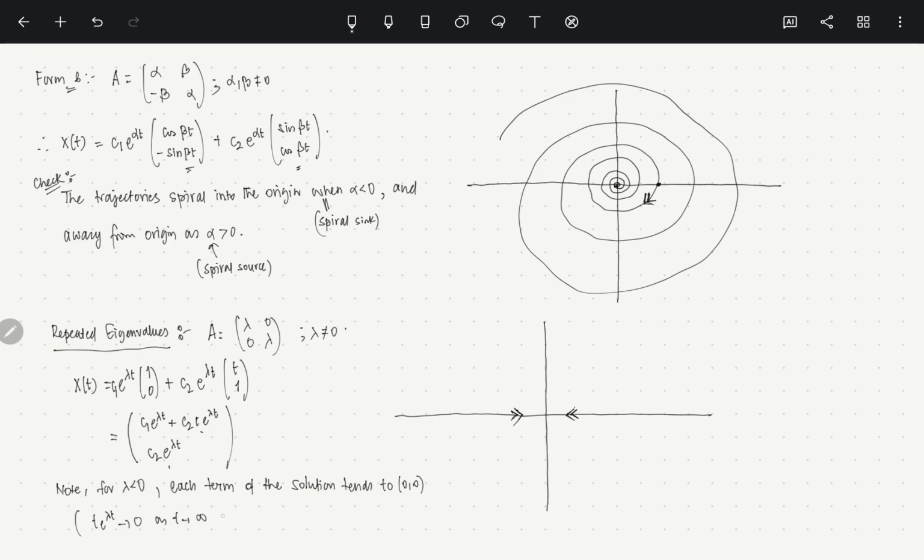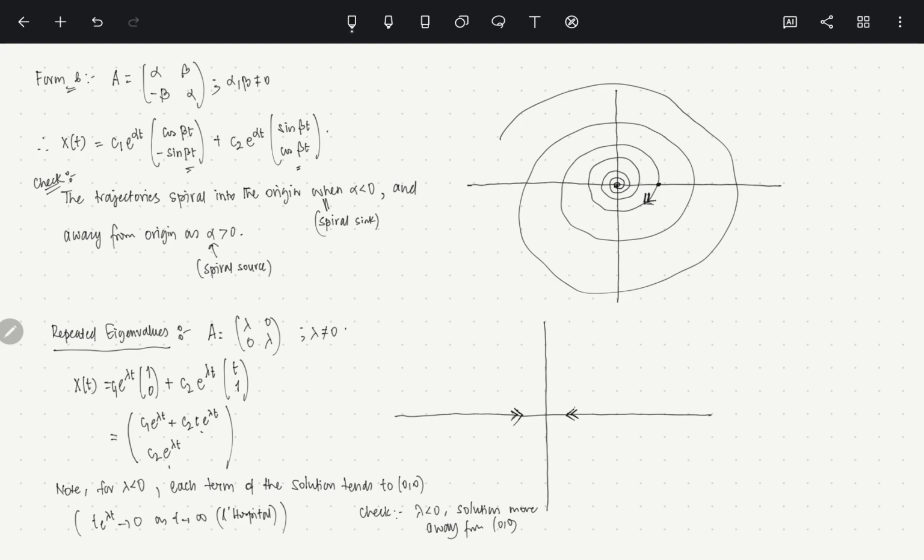How do you prove it? You use L'Hopital. Please use L'Hopital to show this. So essentially we can show that for lambda negative, every solution tends towards (0, 0). Of course if lambda is positive, a similar thing happens, but the solutions move away from (0, 0). Is it okay?